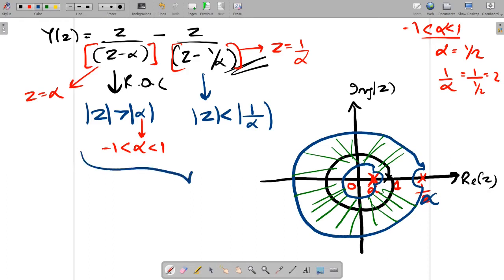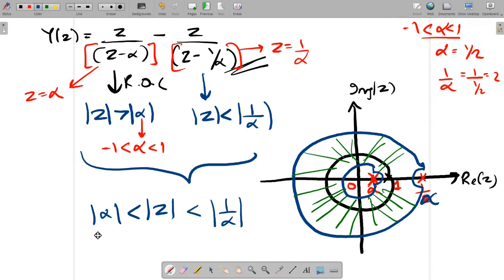So what is my combined ROC? The combined ROC is mod z more than alpha and less than 1 by alpha. This is my final ROC. Whenever you do sums on Z transform, you should take care that you find the final Z transform answer, and also plot the ROC. So this is the final ROC which we have plotted. Fine, that is sum number 1.